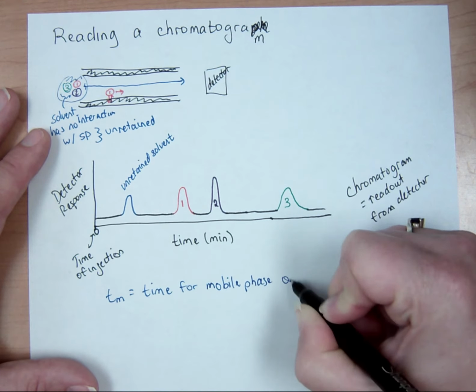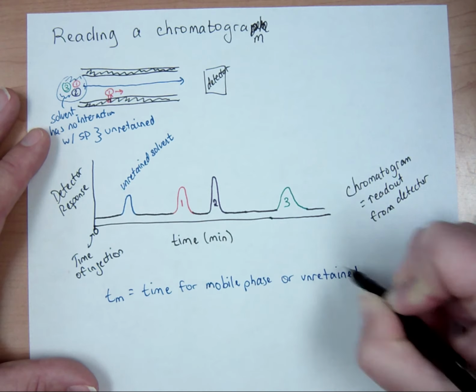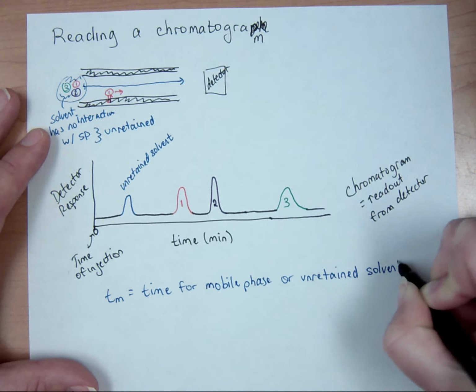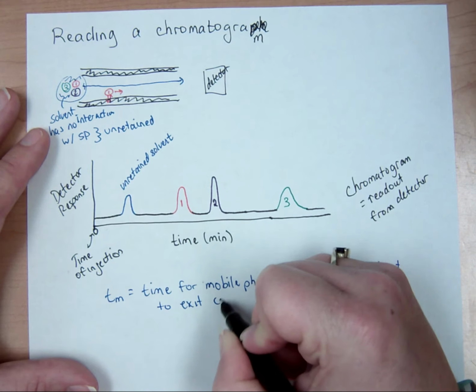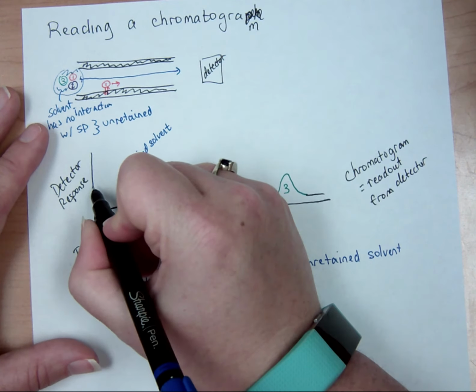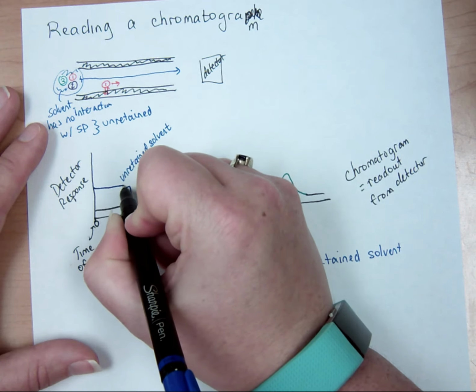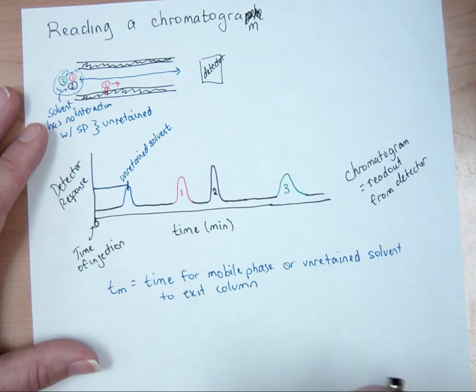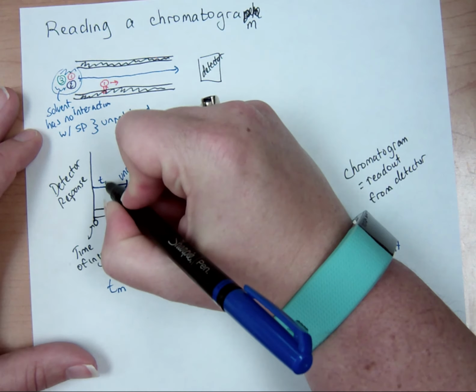Mobile phase or unretained solvent to exit the column. Okay. And this TM is simply the time it takes to go from time 0 where we injected to the time of elution for that unretained solvent. There's your TM.